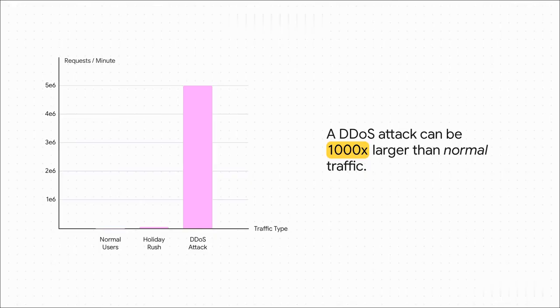And wow, this chart really puts it into perspective, doesn't it? On a normal day, you might get a few thousand requests a minute. During a holiday shopping rush, okay, that might jump tenfold. But a DDoS attack? That is a completely different animal. We're talking 1,000 times more traffic than normal. Without those guards at the gate, that tsunami would just wash the entire fortress away.